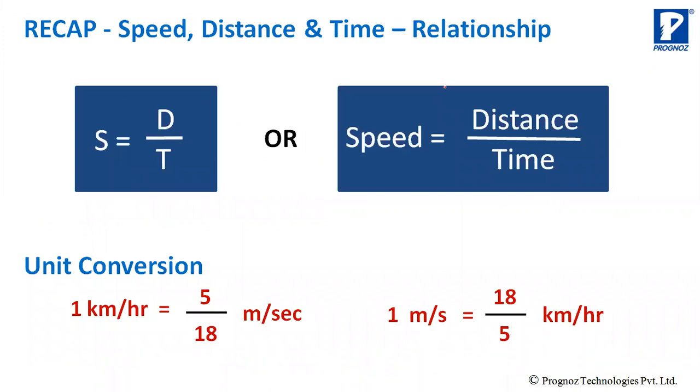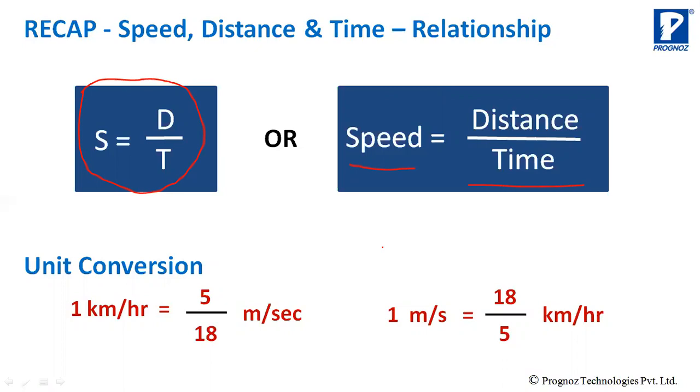This is a relationship between speed, distance, and time. We know from the classical formula, and we have seen in our earlier videos, that S is equal to d by t, which is speed is equal to distance upon time. This is the classical formula for time and distance, and all problems are solved using this formula.